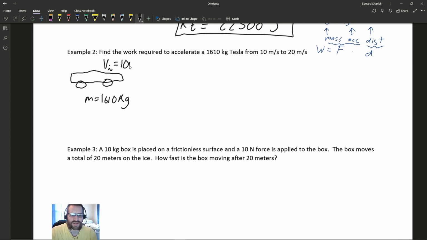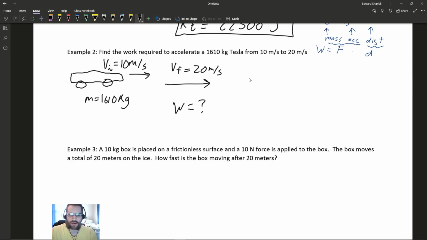It has a mass of 1,610 kilograms. The initial velocity equals 10 meters per second. And then later on, it's moving at twice that speed, 20 meters per second. And we want to find the work required. How much work did our engine do?